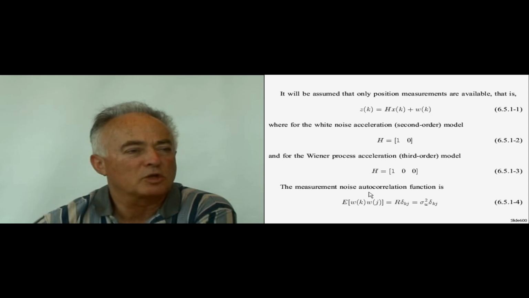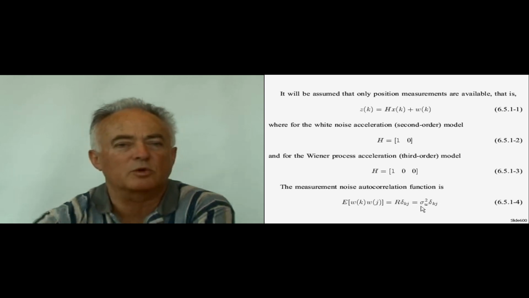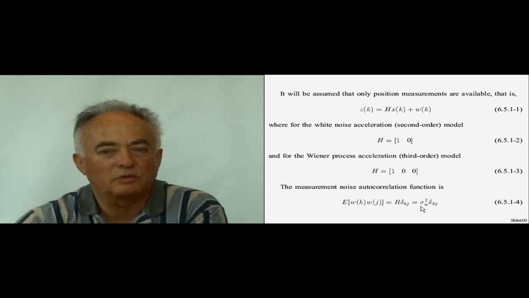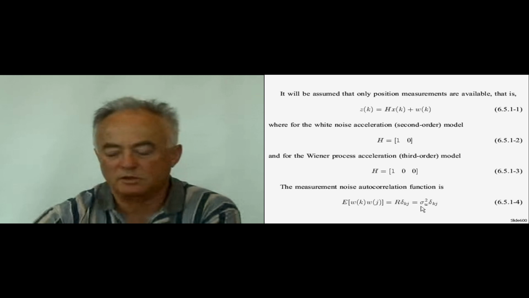And the measurement noise autocorrelation function, E[w_k w_j], is R delta_kj or sigma_w squared delta_kj. We'll use the notation sigma_w squared because it's a little bit more convenient. We'll actually need a square root of it, which will be easy, sigma_w. But these are the same.